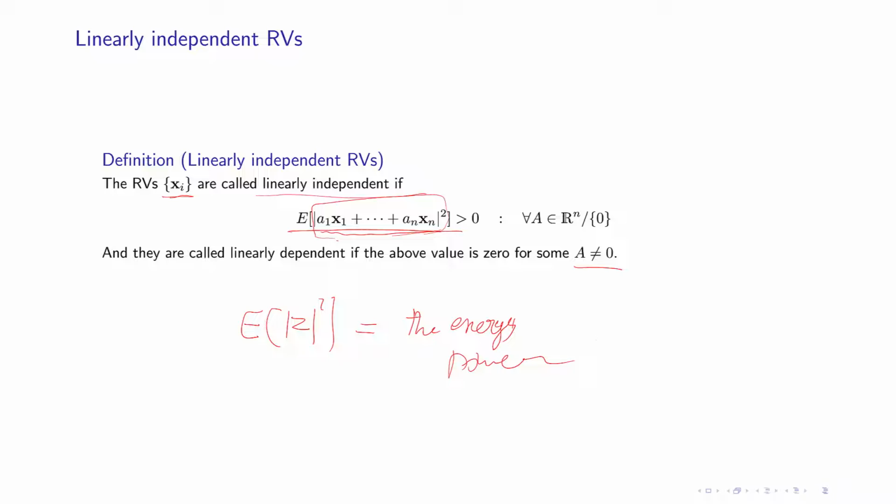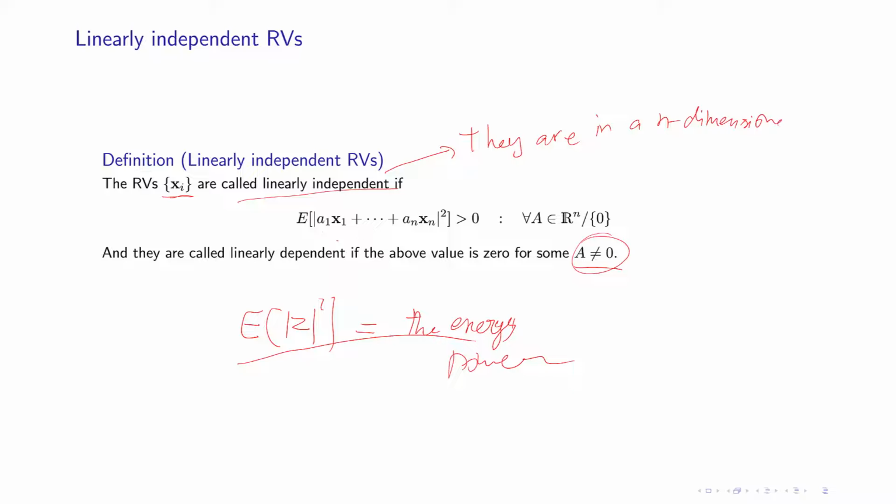So the power or energy of a linear combination, if we could make it 0, then we call it linearly dependent. That means that if they are linearly independent, there is no linear combination with non-zero elements which could make the power 0. That means that they are in a space of n dimensions.